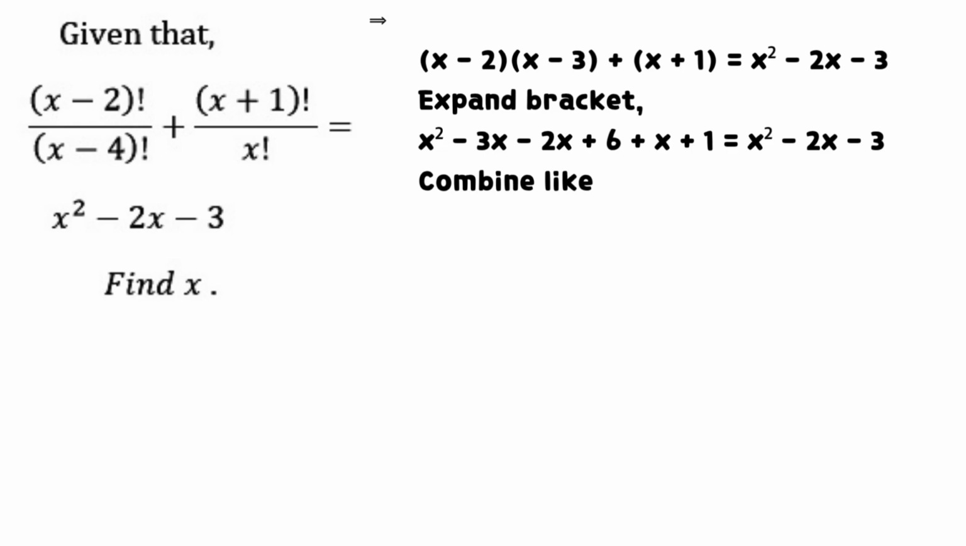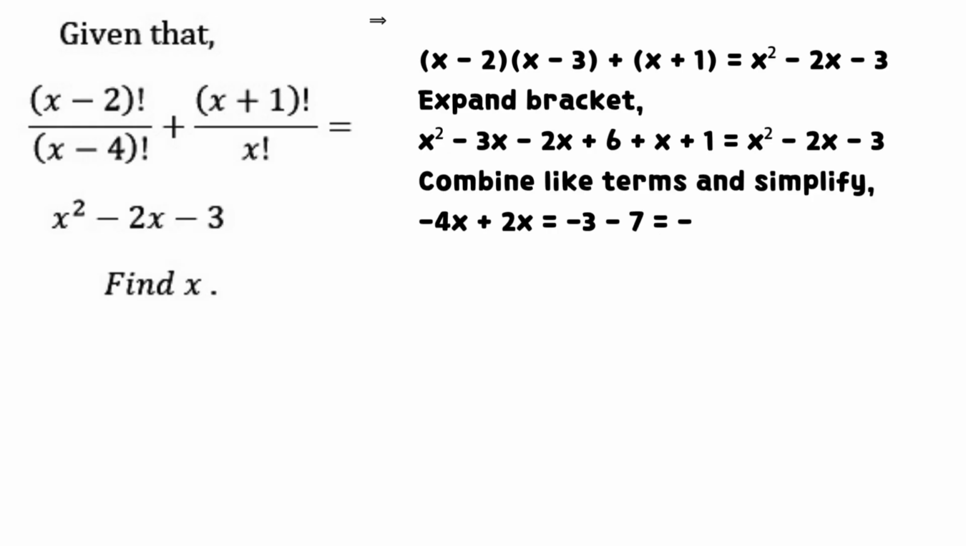Expand bracket. We have that x squared minus 3x minus 2x plus 6 plus x plus 1 equals x squared minus 2x minus 3. Combine like terms and simplify. It follows that the sum of negative 4x and 2x equals negative 3 minus 7, which equals negative 10.